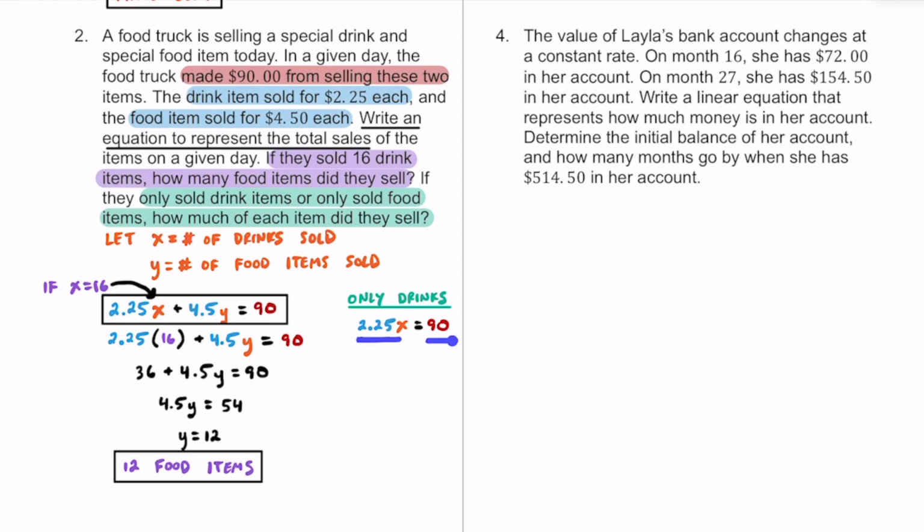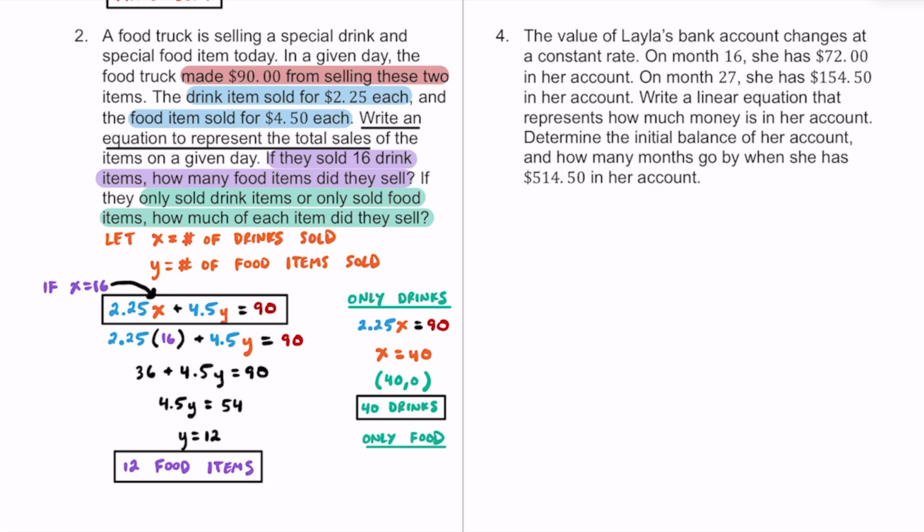So if you divide both sides by 2.25, the cost of one drink, we should get that x is going to be equal to 40. So that lets us know that we are selling 40 of these drinks to make $90 total. So we just found out if y was equal to 0, then x is 40. So we could say (40, 0) would be a point on the coordinate plane. If they made $90 from just selling drinks, they would have to sell 40 drinks.